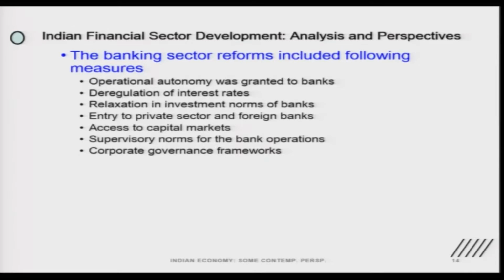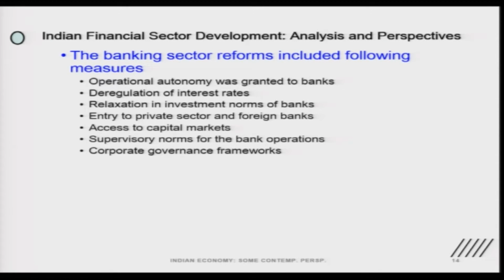In terms of banking sector reforms, it included the following things. First, the focus was on operational autonomy. Before that, most of the banks were regulated by both the Ministry of Finance, the banking division in the Ministry of Finance, and also by the RBI. This committee gave clear direction on which institution should regulate the banking sector, and the Reserve Bank of India was granted permission to regulate the whole banking sector in the country.